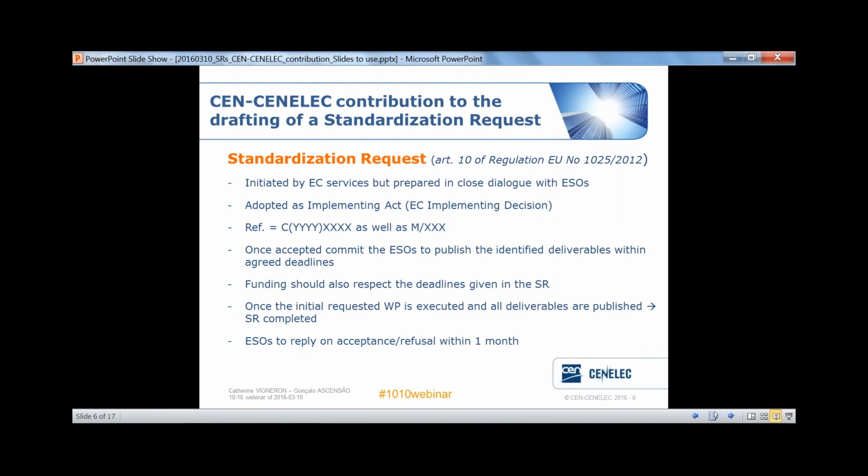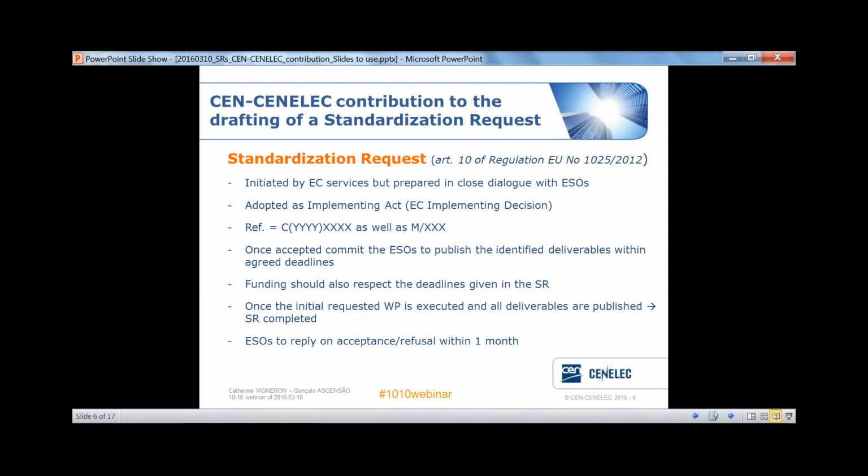By accepting the standardization request, CEN and CENELEC commit themselves to publish clearly identified deliverables meeting the requirements mentioned in the standardization request, and this in line with the agreed deadlines. Also, if CEN and CENELEC want to ask for Union financing, they should respect in their funding request the deadline of the standardization request. It means that no postponement of the deadline is possible if funding is asked.